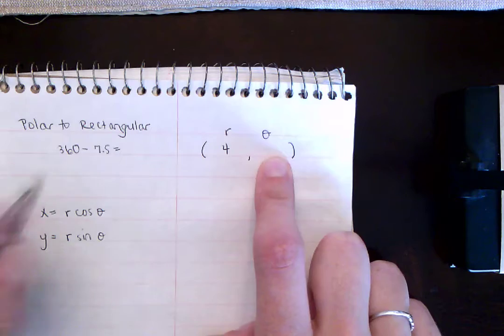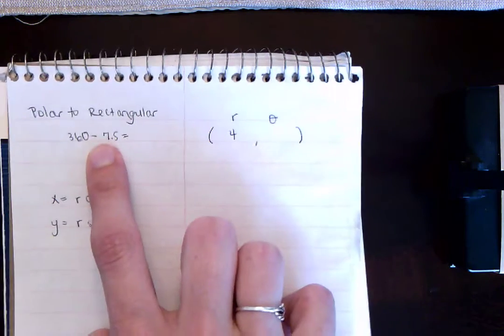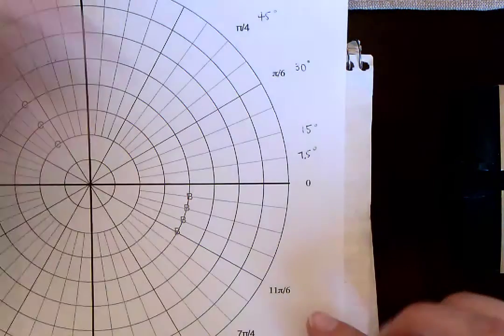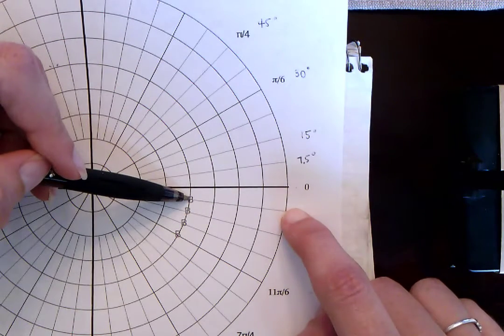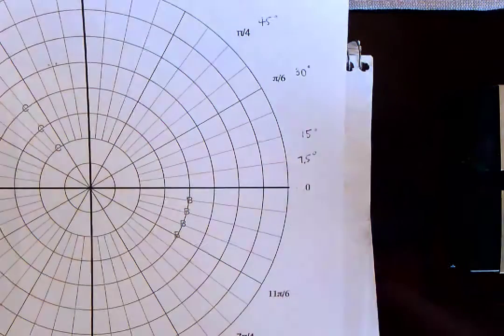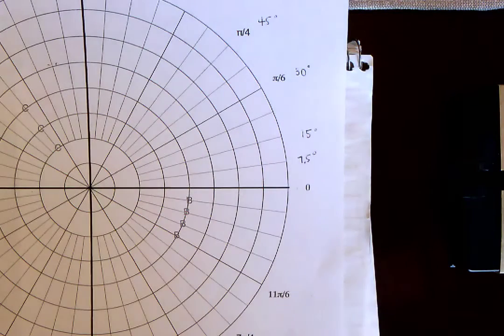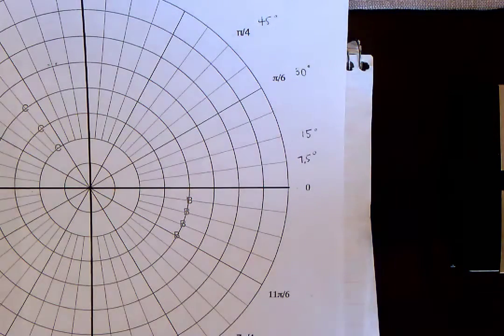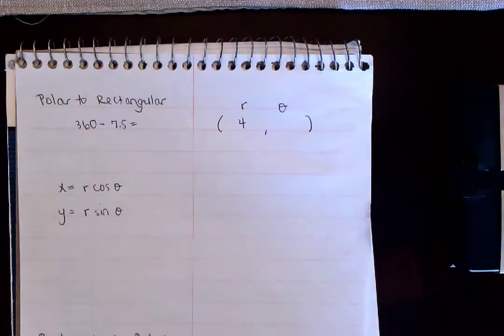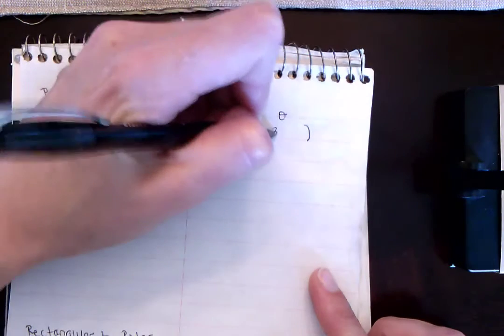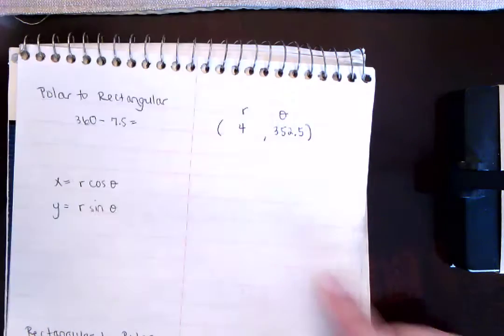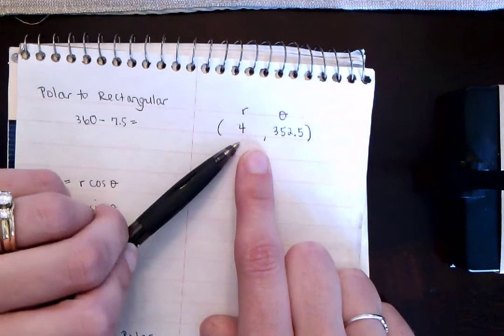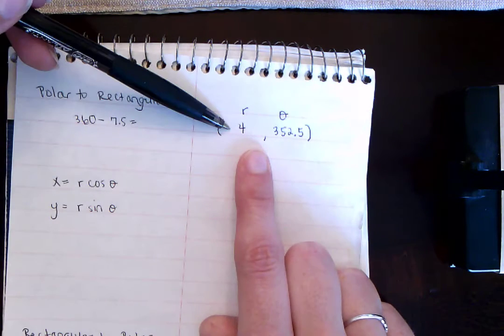And then theta is actually, remember, 360 degrees is all the way around. And this one is 7.5 degrees less than that. So we take 360 and we subtract 7.5, and we get 352.5 degrees. So there we go. That's in polar form. We want to convert that to rectangular form.